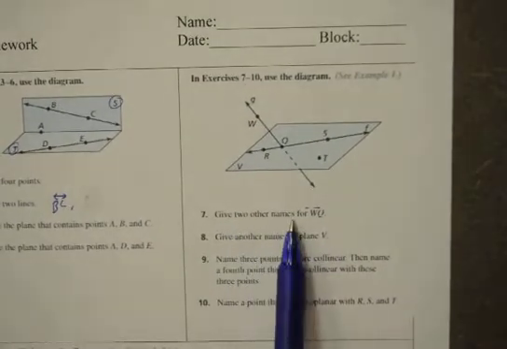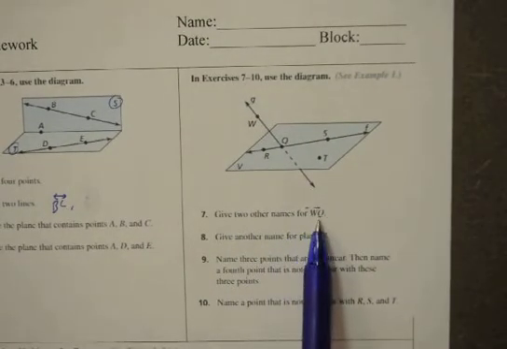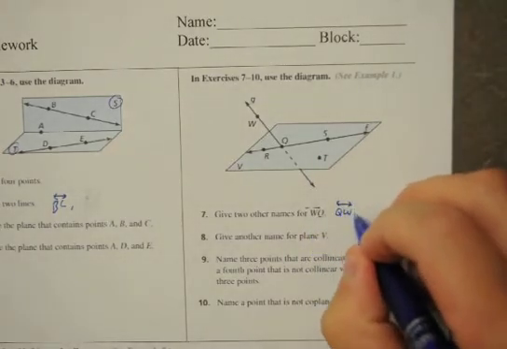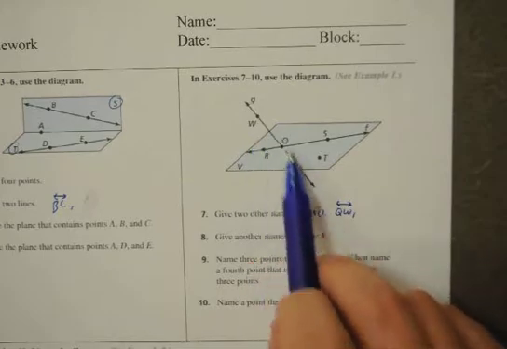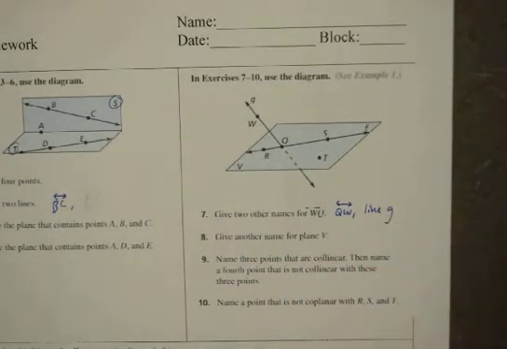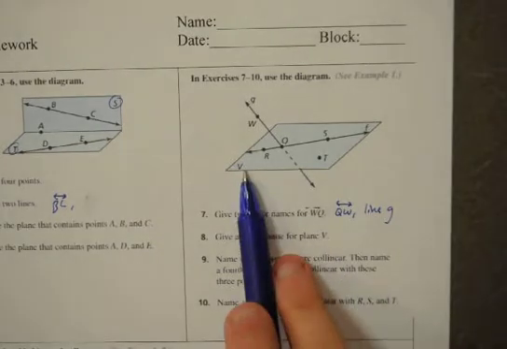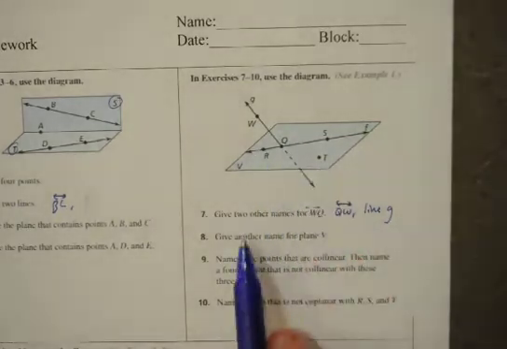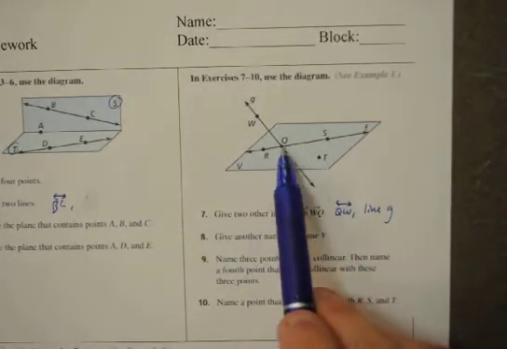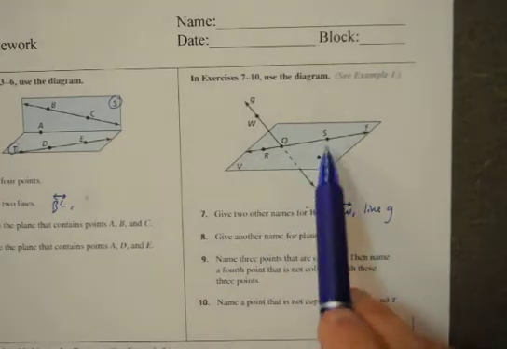It says give 2 other names for line WQ. You can call it line QW, or you can call it line G. And you have to spell out line G. Give another name for plane V. You should have to use 3 points. You can't use R, Q, and S, because R, Q, and S are collinear. So you got to use like R, T, and S.